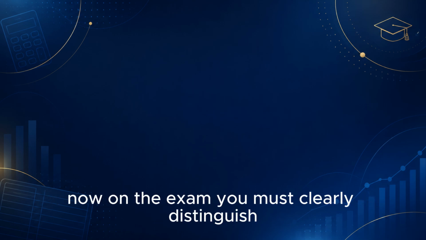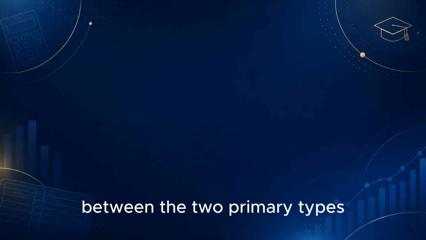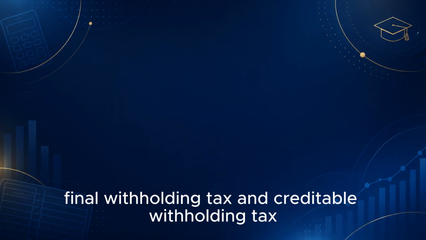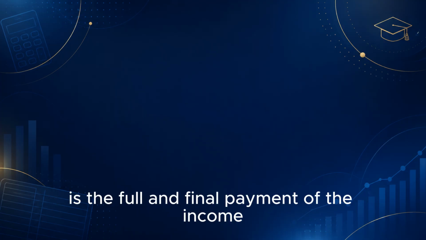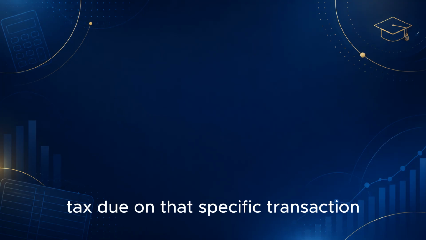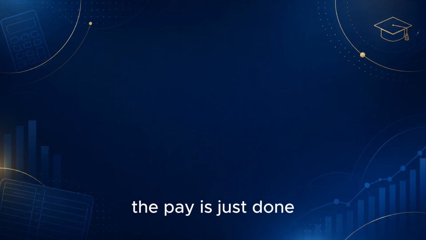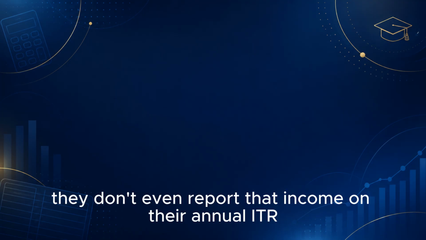Now, on the exam, you must clearly distinguish between the two primary types: final withholding tax and creditable withholding tax. Final withholding tax is straightforward, right? The tax withheld is the full and final payment of the income tax due on that specific transaction. The pay is just done. They don't even report that income on their annual ITR.